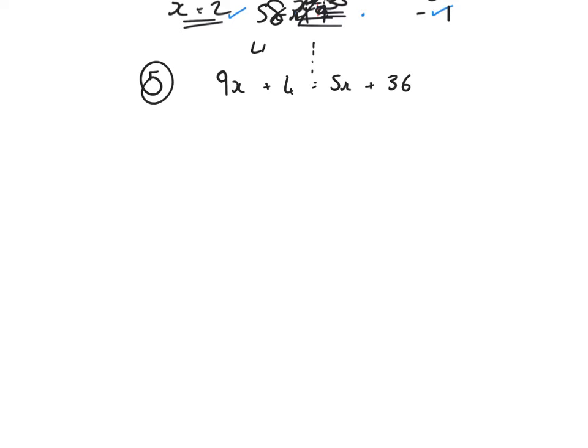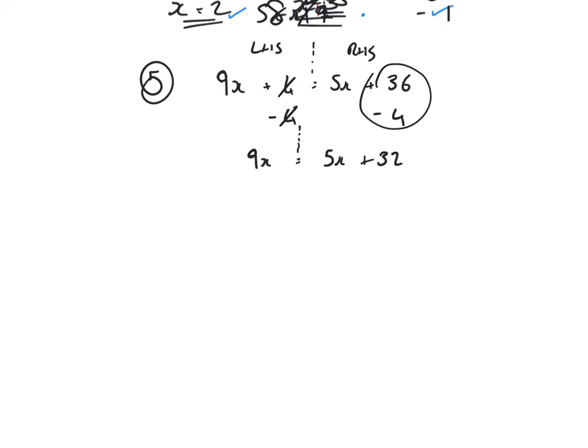Letter terms to the left, number terms to the right, equal signs in the middle. 9x is fine, but 4 shouldn't be on that side, so I need to get rid of it, but I'll need to keep the thing balanced and get rid of it from both sides. That leaves me with 9x on the left hand side, and I've still got 5x on the right hand side, and then 36 take away 4 is 32.